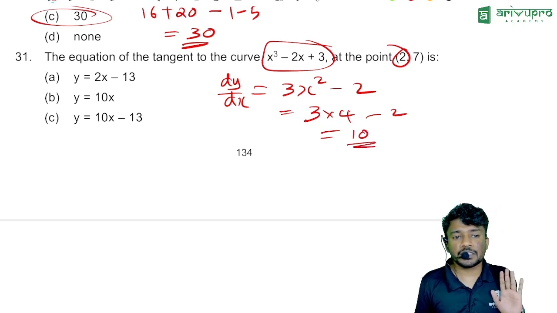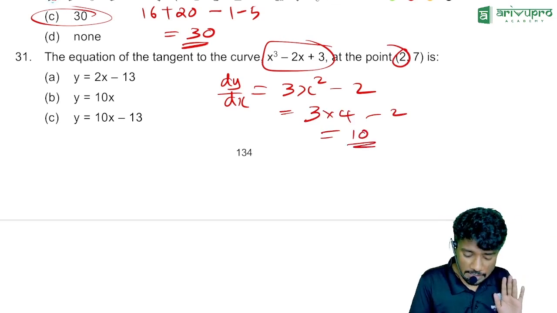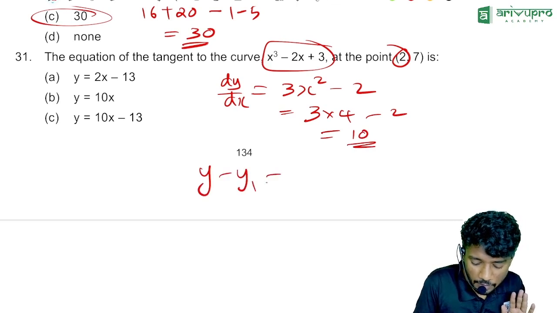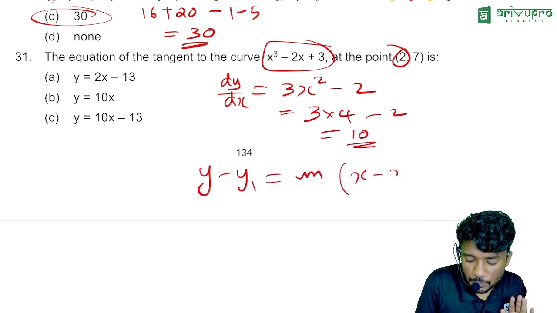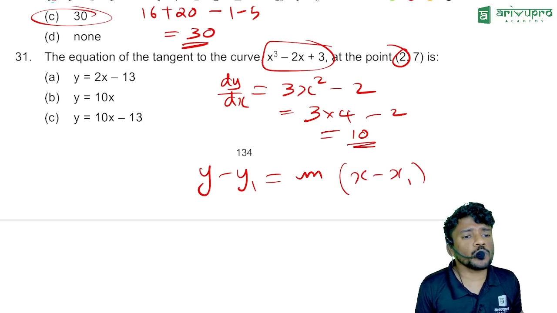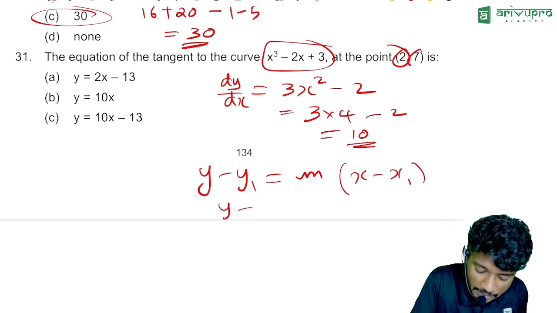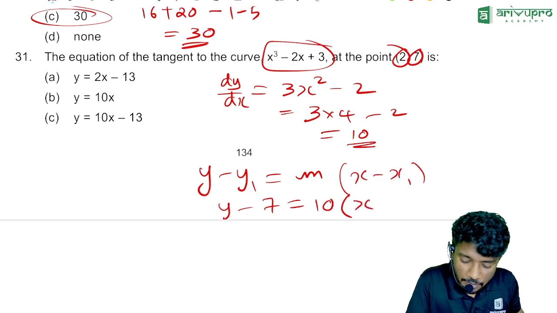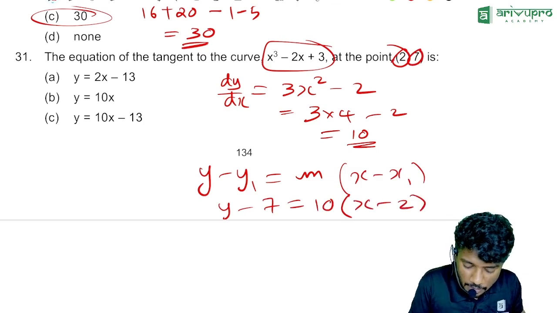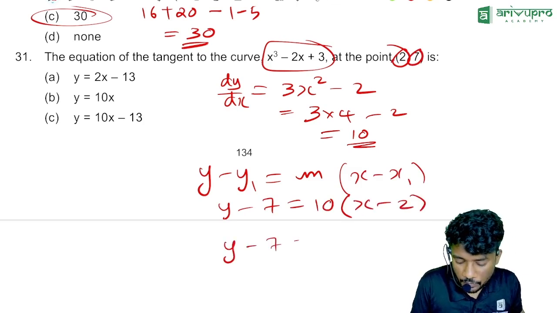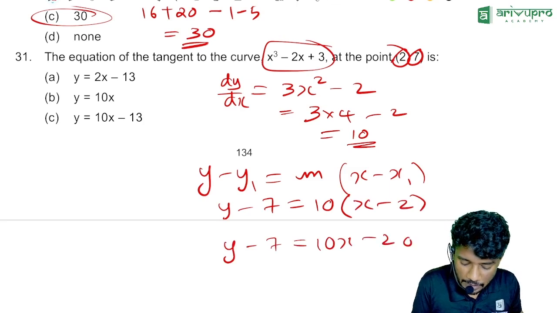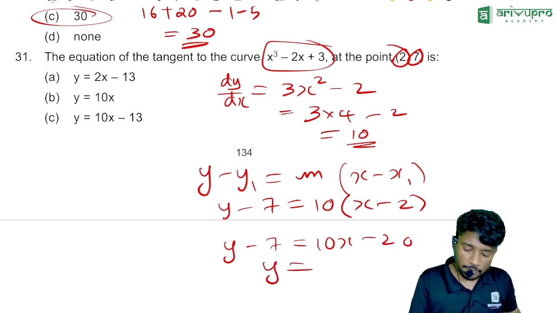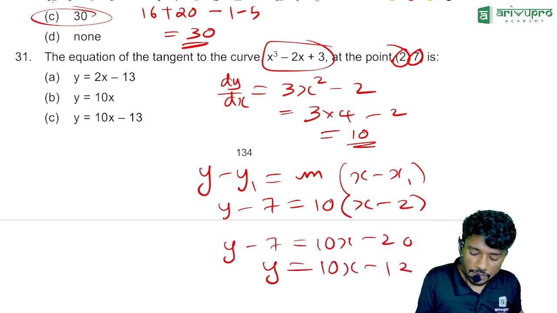Slope is 10. Now, what is the equation of a tangent? y minus y1 equals m into x minus x1. y minus y1 is 7, which is equal to 10 into x minus 2. So y minus 7 is equal to 10x minus 20. So y is equal to 10x minus 13.